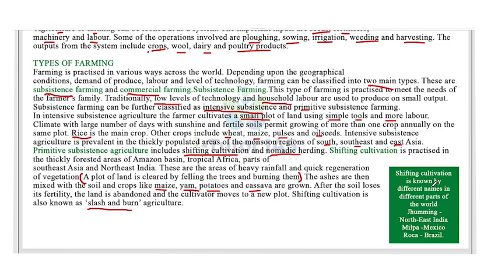Shifting cultivation is known by different names in different parts of the world: Jhumming in Northeast India, Milpa in Mexico and Roca in Brazil. So these are the different names of shifting cultivation in different parts of the world. So that's the types of farming.